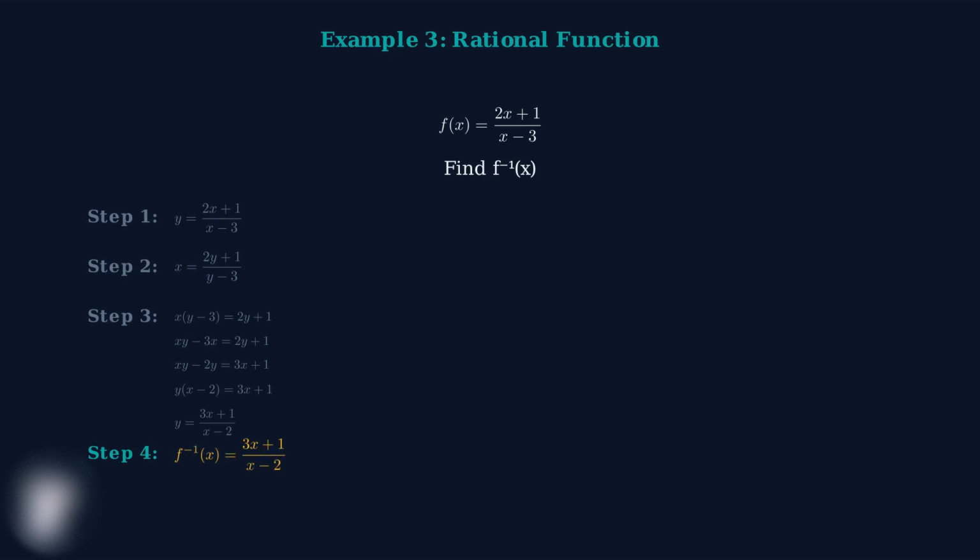The four-step method works for any function that has an inverse. Replace f of x with y, swap the variables, solve for y, and replace y with f inverse of x. With practice, this systematic approach will help you find inverse functions confidently and accurately.